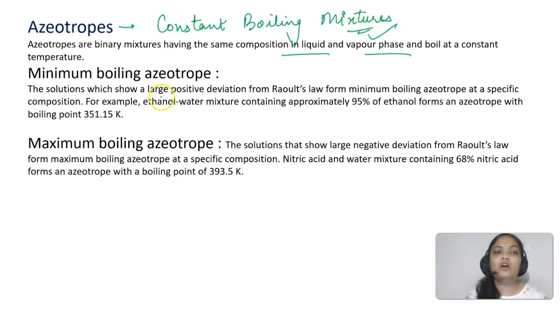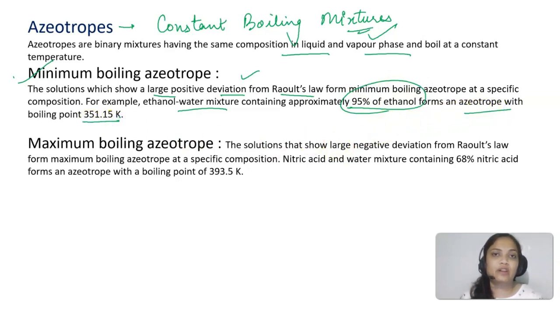Okay, now what is minimum boiling azeotrope? These are the ones which show large positive deviation from Raoult's law. So if they show large positive deviation from Raoult's law, the boiling point will be lower than that of the other two components. जब हम उनको mix करेंगे, the boiling point will be lower than that. Example is ethanol water mixture which has 95% of ethanol. That forms an azeotrope which has a boiling point of 351.15 Kelvin.